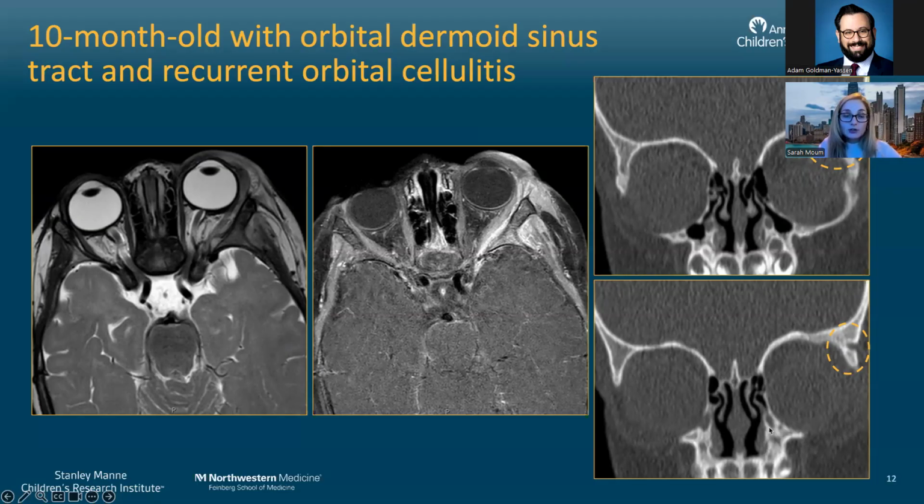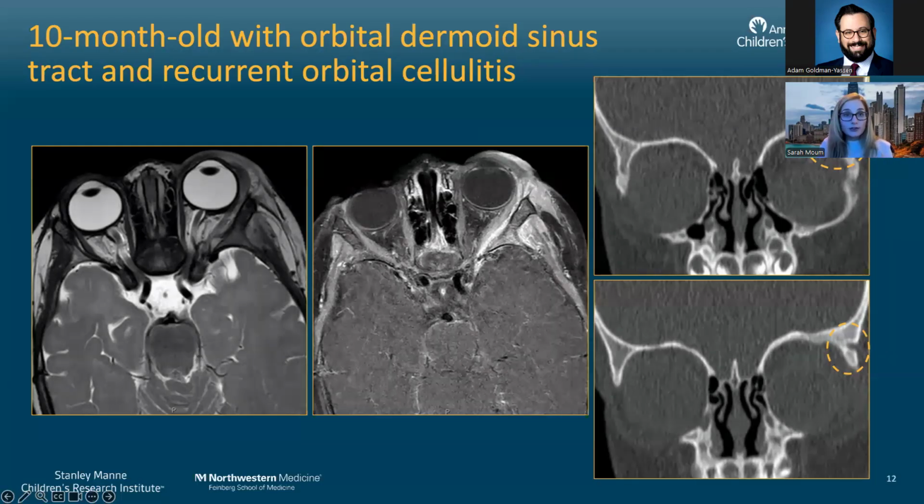CT orbit imaging at screen right shows that there's a well-marginated perisutural tract consistent with a dermoid sinus tract within the left orbital wall. So this is an orbital dermoid sinus tract leading to recurrent orbital cellulitis. As a reminder, dermoids can occur, whether it's a tract or a cystic lesion, along the frontoethmoidal suture or the zygomaticofrontal suture.